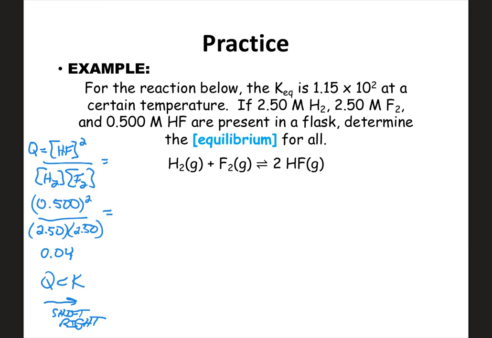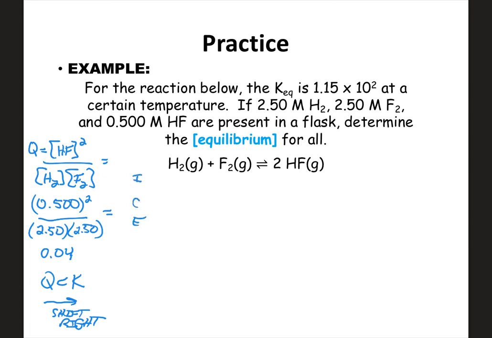So now when I set up my ICE table, I know that the products are going to be positive and the reactants are going to be negative. I had to do Q initially here because none of my initial concentrations were zero. So I needed to do Q to figure out which way the reaction was going to shift. So now I can set up my ICE table here.